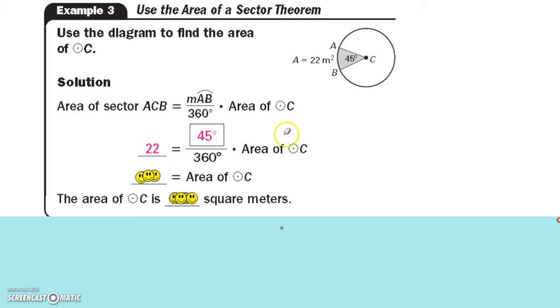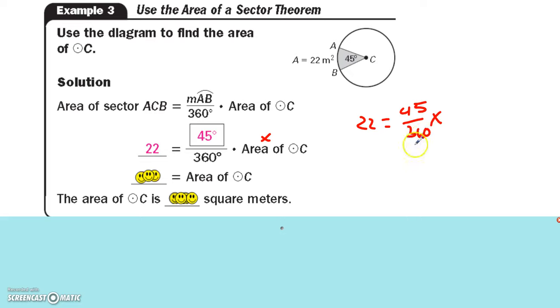Then we'll just use some simple algebra. The area of the circle, we can just look at that as x. Let's see, what do we want? We want the area. We're not after the radius or anything. If we were after the radius, we might represent this as pi r squared, but this is just like an x. So you've got an equation like 22 is equal to 45 over 360, and that could be reduced, but we don't need to, times x.